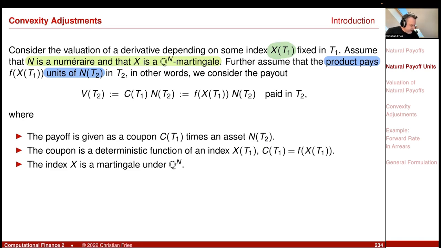And then I pay some function F of this index in the units of N at some later time T2. This thing with the function here is then my coupon C fixed in T1, which I pay in units of N2. So let's consider this setup. We could make the function more complicated. It could be the identity, then it's just like with my floater. It could be the maximum of x minus k, then it's like an option. It could be also some nonlinear function. My x is some index, like the forward rate, could also be the swap rate, and my N is some traded asset, which I can choose as a numeraire.